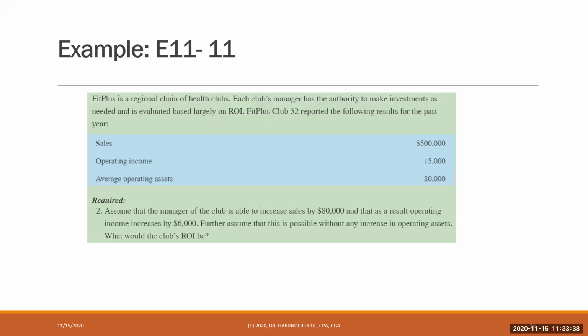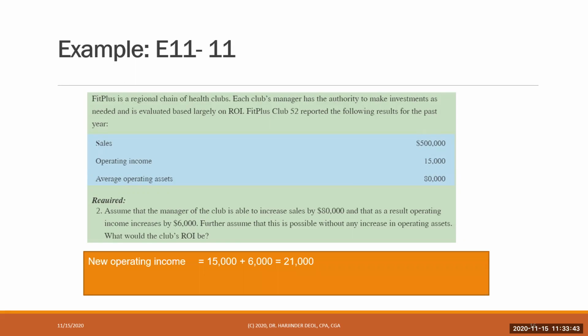Currently the operating income was $15,000. With the increase of $6,000, the new operating income will be $21,000. Since there's no change to the average operating assets, they remain $80,000, the return on investment will now become $21,000 over $80,000, or 26.25%. So you notice here, if sales went up, the result was an increase in operating income, the result being an increase in ROI.